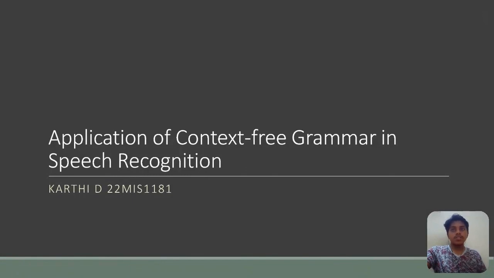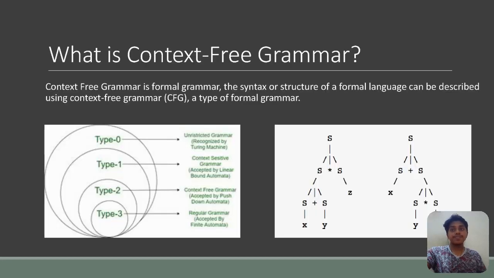Speech recognition is revolutionizing the way we interact with technology, enabling us to communicate with devices using our natural voice. From virtual assistants like Siri and Alexa to transcription services and dictation software, speech recognition has become an integral part of our daily lives. However, achieving accurate speech recognition poses several challenges, including variations in speech patterns, accents, and background noise. In this presentation, we will explore the role of context free grammar in addressing these challenges and enhancing the performance of speech recognition systems.